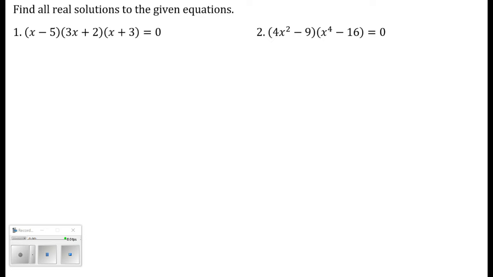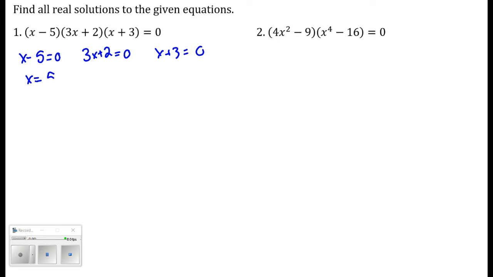When I want to solve a polynomial equation, I want to use the zero product property once that polynomial is in factored form. This polynomial is clearly in factored form, and the zero product property says if I multiply a bunch of quantities together and get 0, then that term is 0, that term is 0, 3x plus 2 is 0, or x plus 3 is 0. That's the zero product property: if I multiply the factors together and I get 0, one of the factors had to be 0.